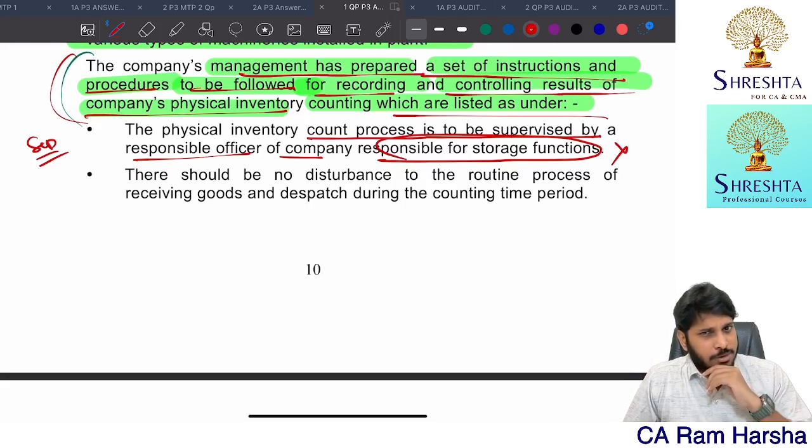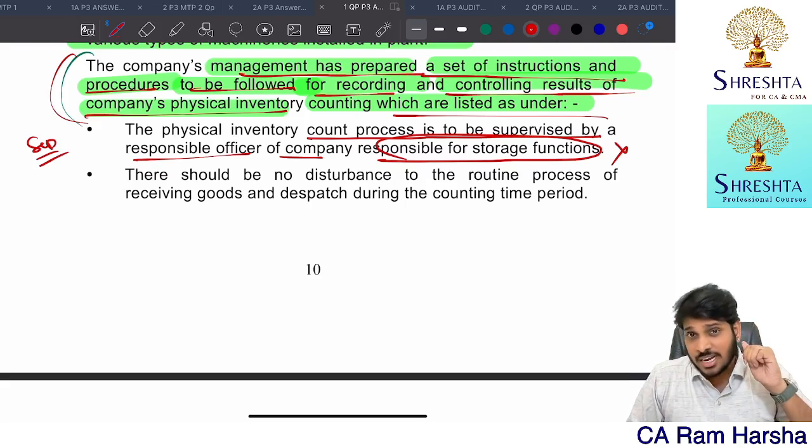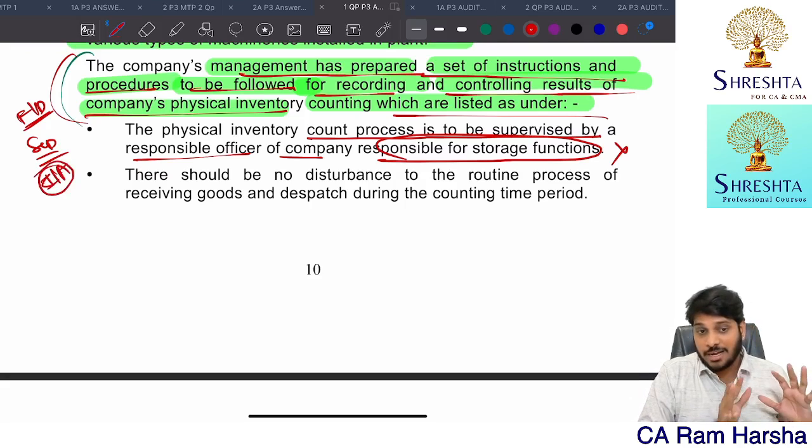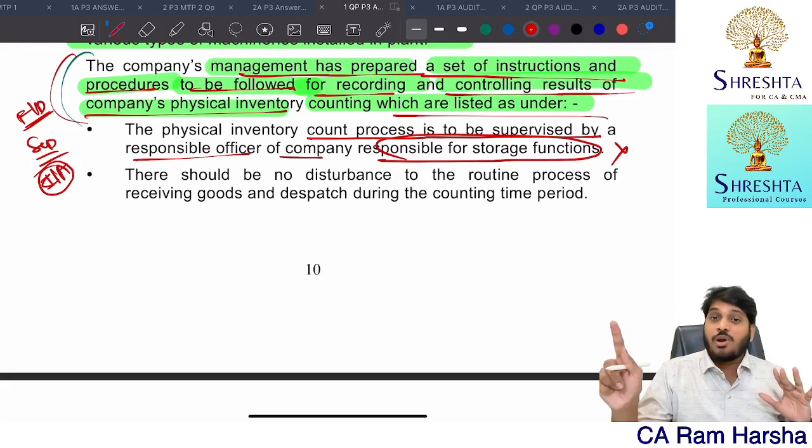Purchase department is also not permitted. Accounts department, of course, they are dealing with accounts. Probably a finance department person or maybe internal auditors of the company might attend. Some management persons must attend, not belonging to the warehouse.